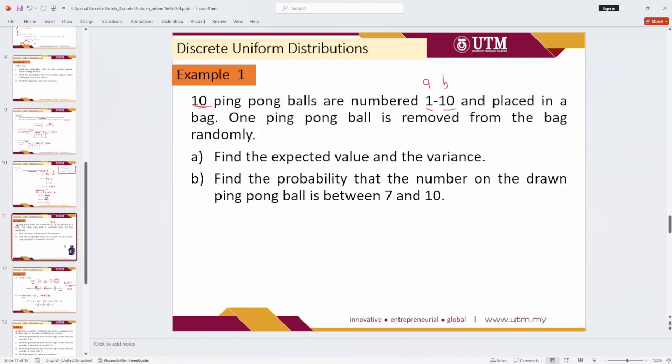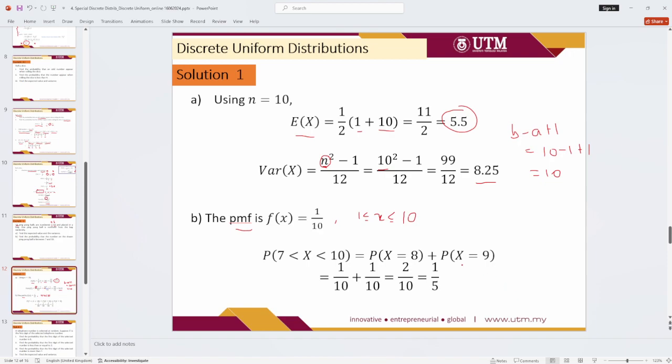Okay. So now the question wants us to find the probability that the number on the drawn ping pong ball is between 7 and 10. I guess 7 and 10 are not included. So between 7 and 10, it will just be number 8 and number 9. So we know that the PMF is 1 over 10 and they are uniform distribution, so the probability for all values is the same. So if you want to find the probability of x equal to 8, it will just be 1 over 10. Same goes for the probability of x equal to 9, so also 1 over 10. So add them both together, we will get 1 over 5.